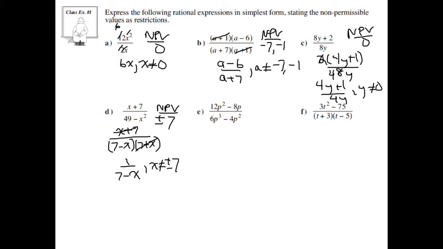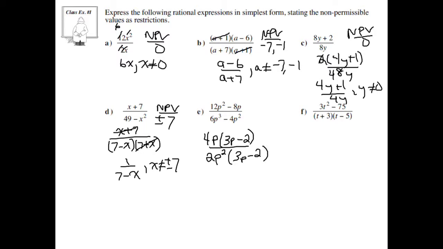With e, same thing. We do not have it in factored form yet, so I'm going to factor both the numerator and the denominator at the same time. So numerator first. I know I've got a p as a common factor, and I also know that 4 goes into both 12 and 8. So I'm going to pull out a 4p, which leaves me with a 3p minus 2. Now with the denominator, I can see that a p squared is a common factor in both, and I also know that 2 can go into both terms in the denominator. So that leaves me with a 3p minus 2.